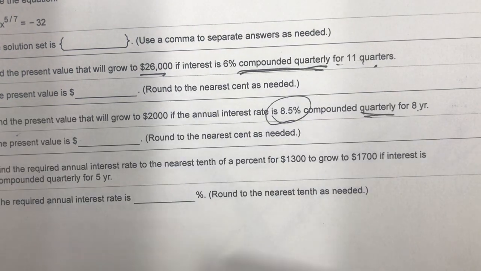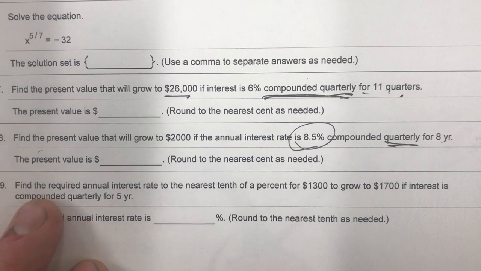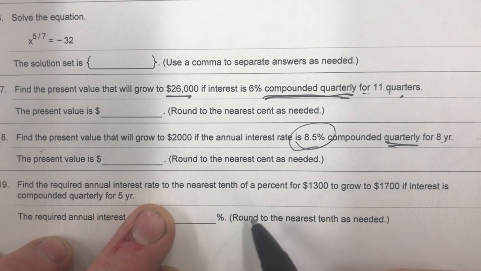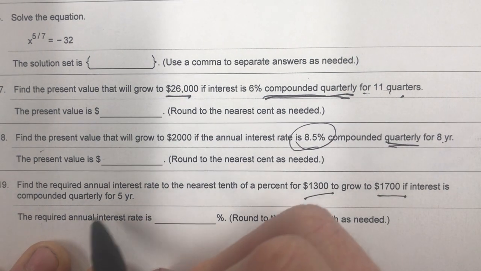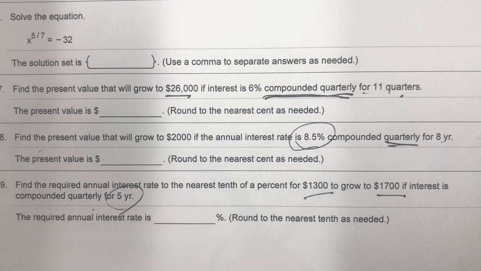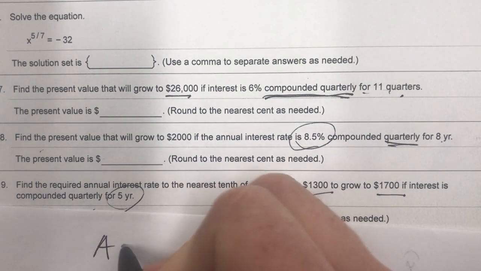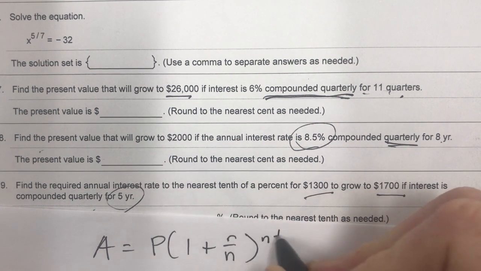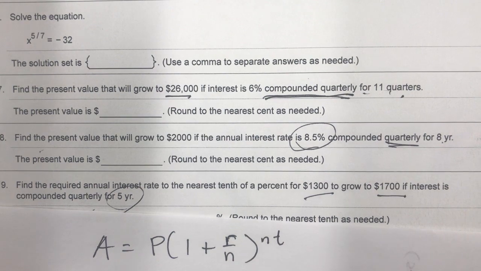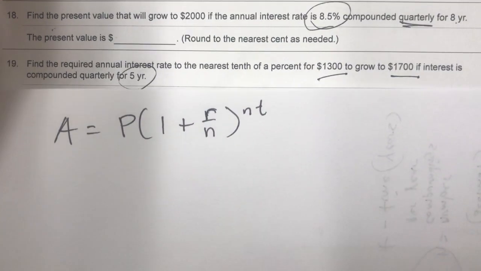All right, one more problem, number 19. Find the required annual interest rate to the nearest tenth of a percent for 1,300 to grow to 1,700 if the interest is compounded quarterly for 5 years. Well, here's my equation. There's an r right there.